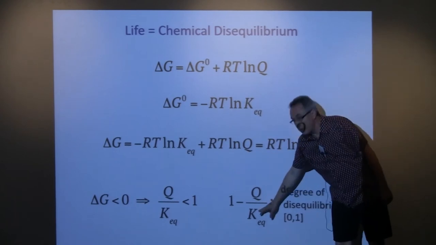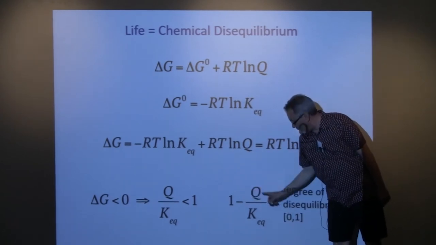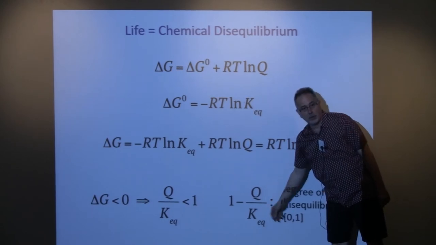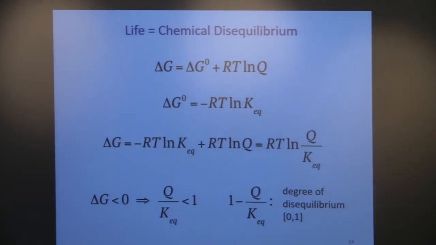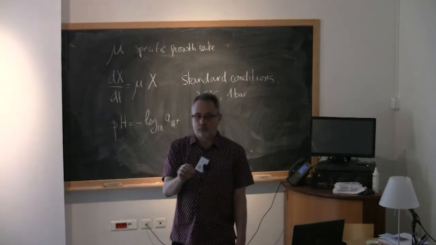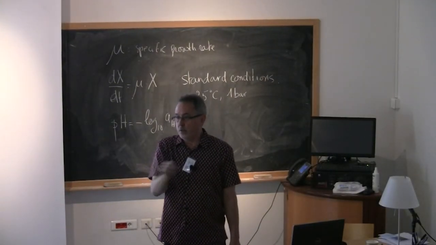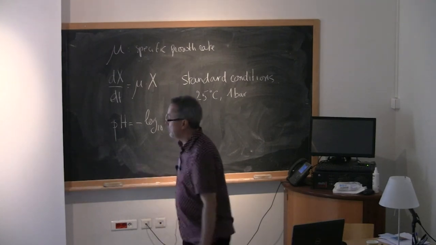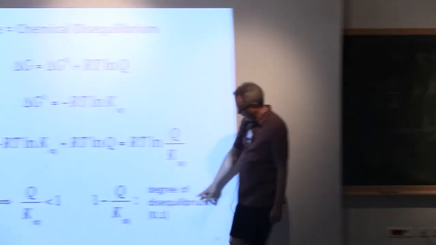So when Q is equal to K, then delta G is equal to 0. When Q is equal to the equilibrium constant, it means that the system is at equilibrium. When the reaction is at equilibrium, what does that mean? It's not going anywhere. As long as the reaction cannot go, it cannot produce any energy. So 0 means that you are at equilibrium.